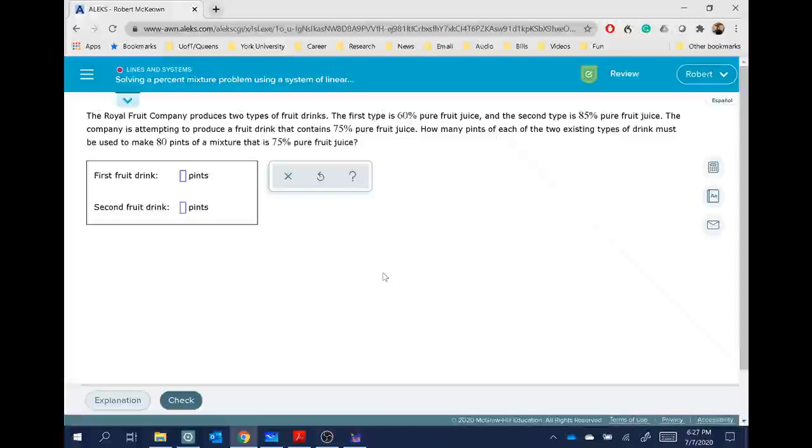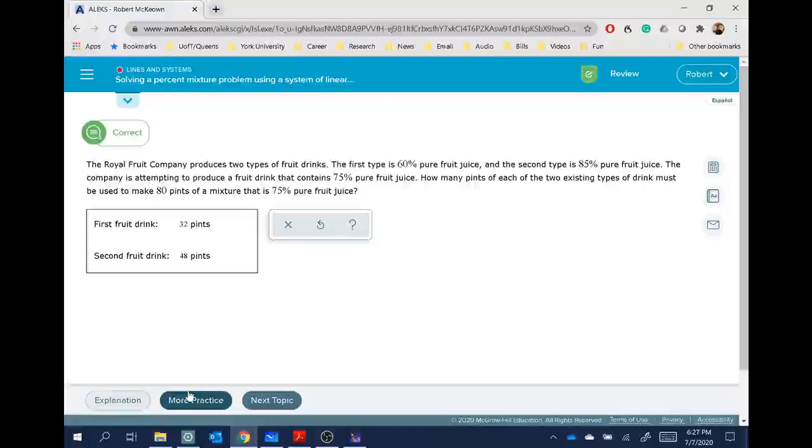Here we are on ALEKS. Let's see if we've got the right answer. So for the first fruit drink, we had 32 pints. And for the second fruit drink, we had 48. Notice that the sum of those two is 80, so that's a good sign we have the right answer. I'll click the check box, and we got the right answer.